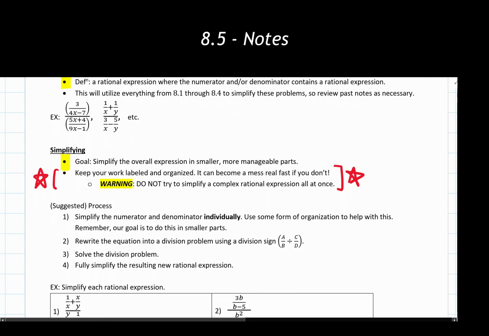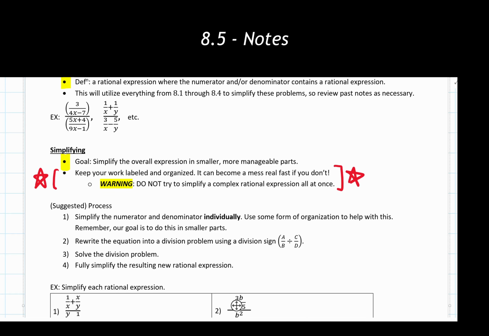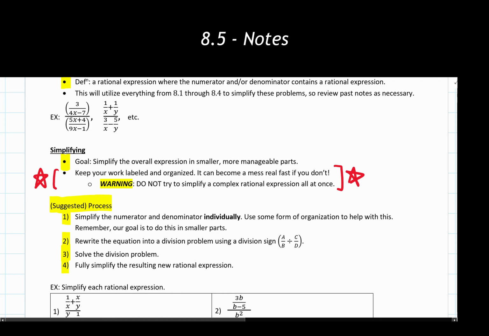So, what we have here is a suggested or recommended process. Now, you can look up online and see a lot of other processes that people will use, and you're welcome to use those, but this is the one that I recommend using. Again, it's fairly generalized, but it gives you a framework that you can use and apply to every single problem that you're working with.